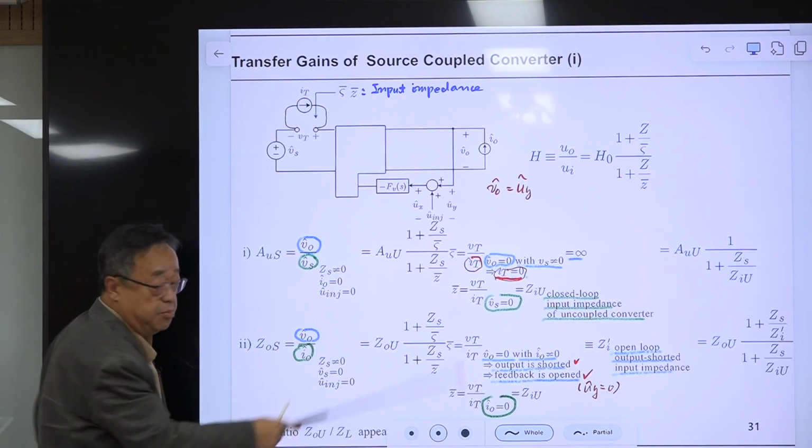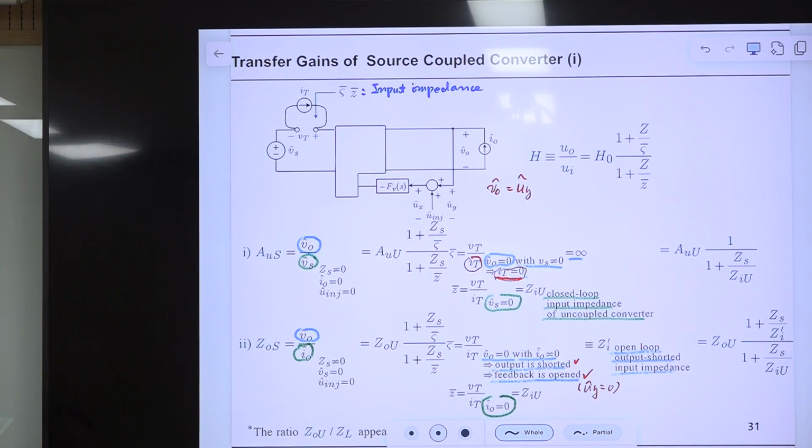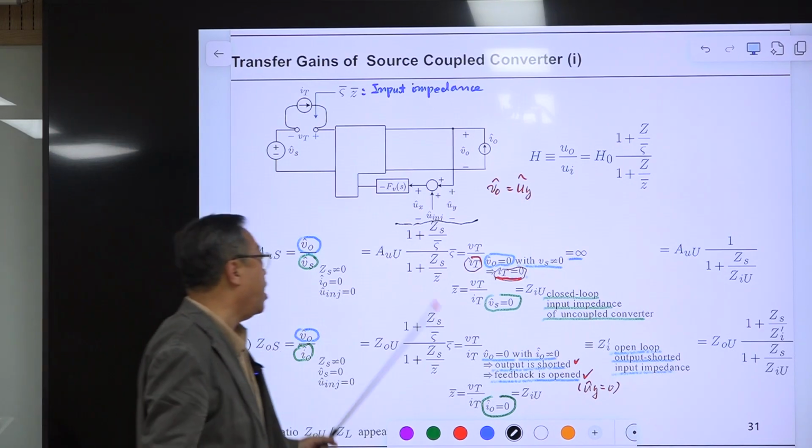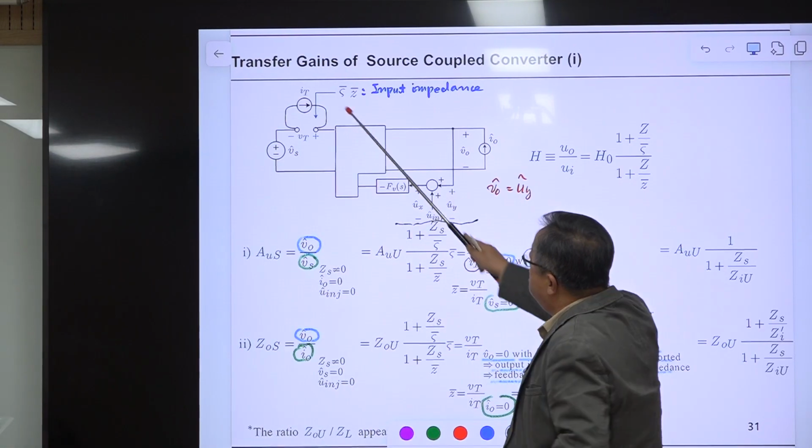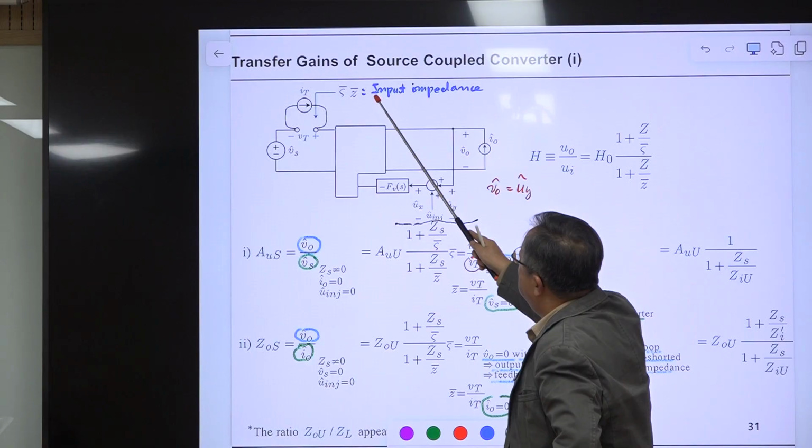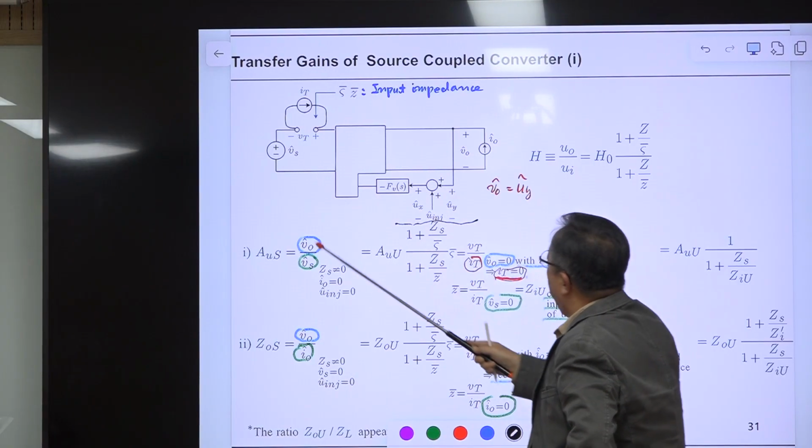I need some space in between. They are too crowded, but they are different things, so there's just some borderline here. Then this zeta bar is the ratio between these. We are considering the null driving point impedance.